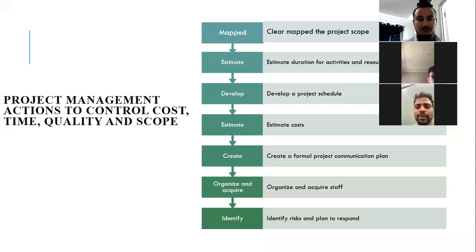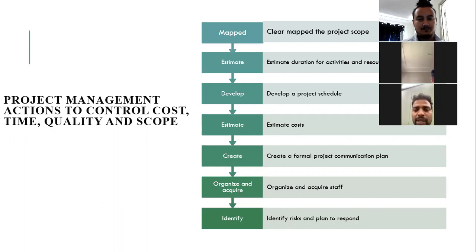Next slide. To make the whole project a success, management actions should be taken to control cost, time, and quality. First of all, the project manager should map the project scope. Then, secondly, they estimate what duration is required for the whole project. When the schedule was done, they estimated the cost initially by predicting all the tasks needed for the project.